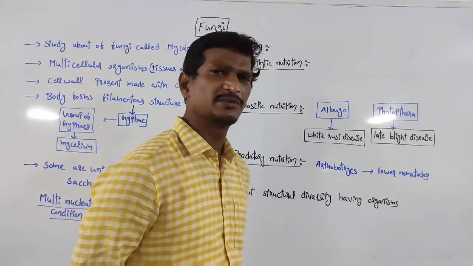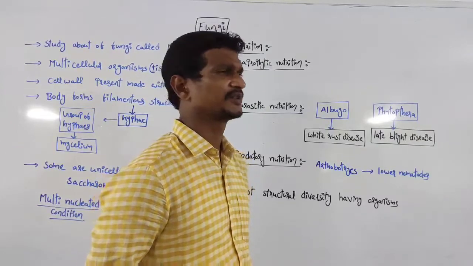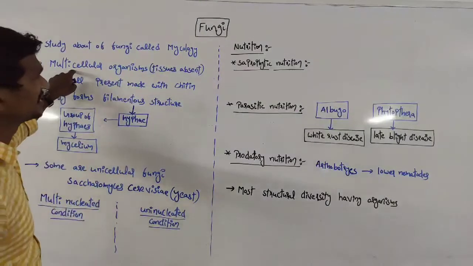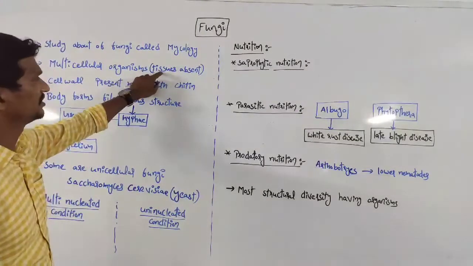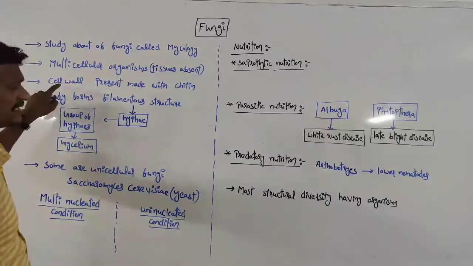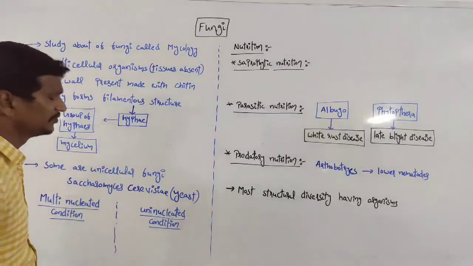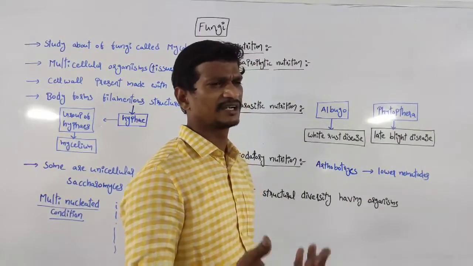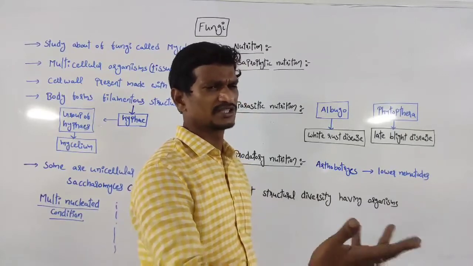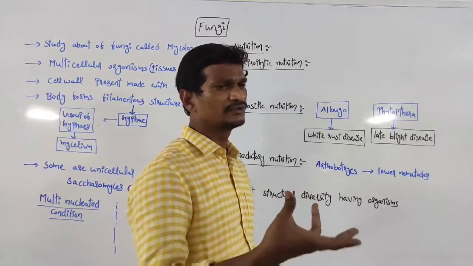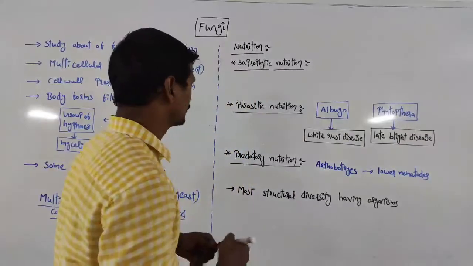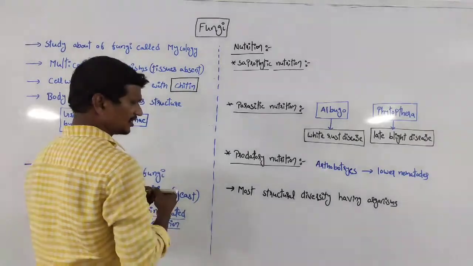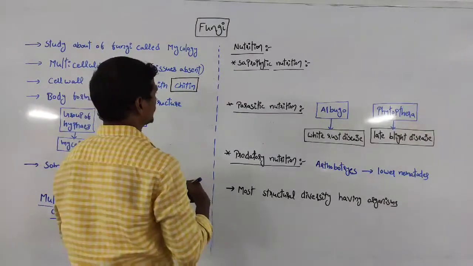And remember, the study of fungi is called mycology, right? These are multicellular organisms, tissues are absent, and the cell wall is made up of chitin. Now suppose there is a fungus. Industrially, some fungi are cultivated. So how can we cleave the fungi cell walls? See, the fungi cell wall is made up of chitin.